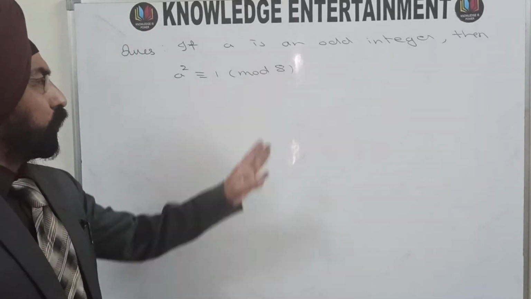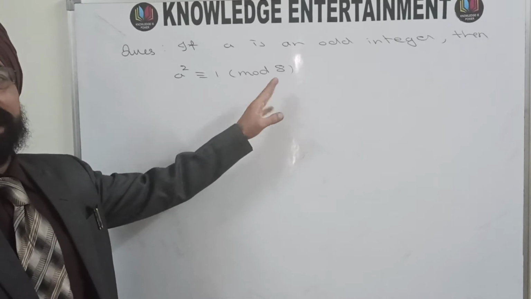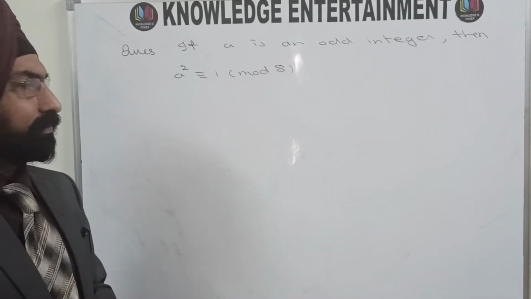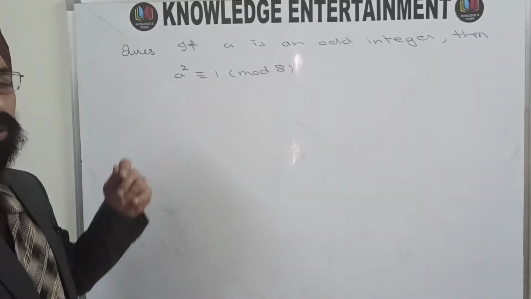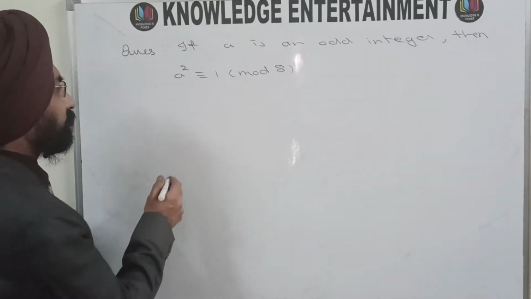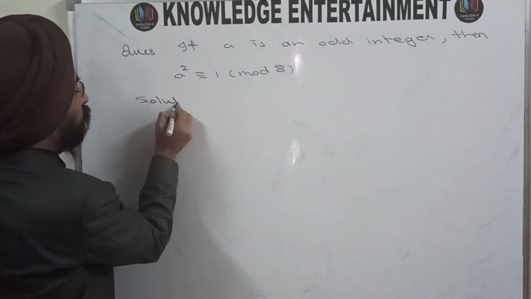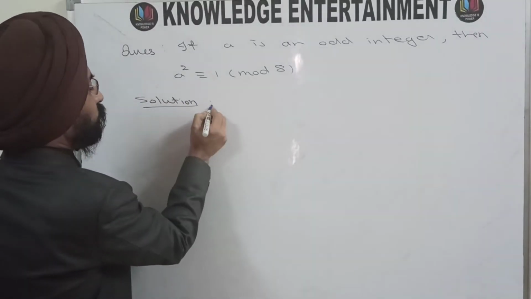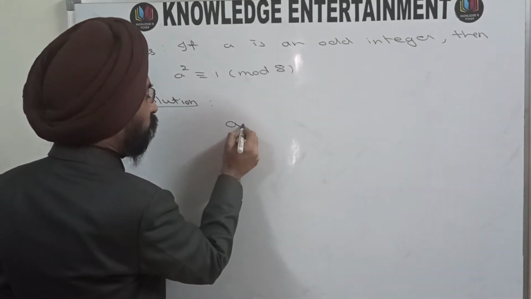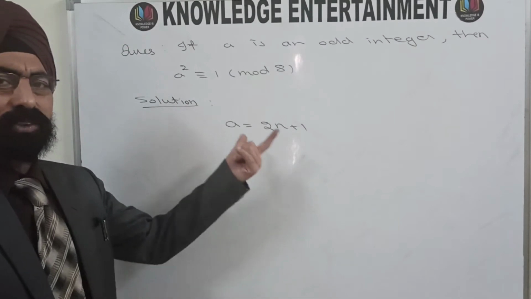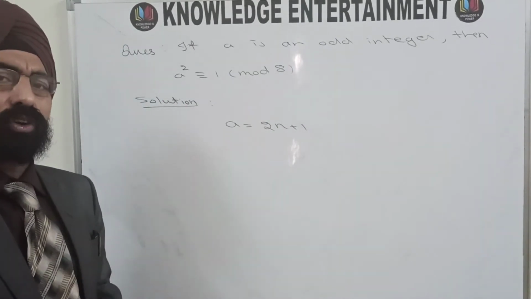Till now we were doing modulo 9, modulo 10, and now it is the time when we are dealing with modulo 8. So how to solve it? Look, a is an odd integer. Since a is an odd integer, in the previous video you have seen that every odd integer can be written like 2n plus 1. So a can also be written in this form.